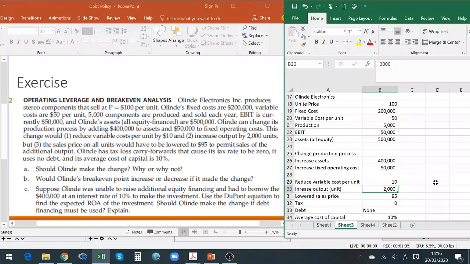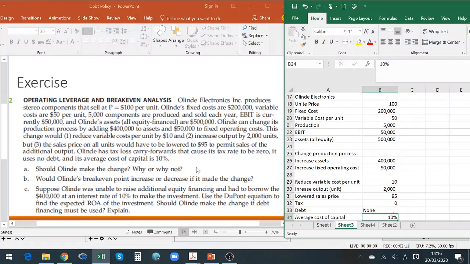Then you can produce more. You can produce 2,000 units more with this new investment, and your price will be lower. All units have to be lowered to 95 to permit sales of additional output. So your sales price will be lowered. You have no tax. You have no debt. Remember, it's all about equity financing, so you just receive the money from the investor, no borrowing from the banks. Then lastly, average cost of capital is 10%.